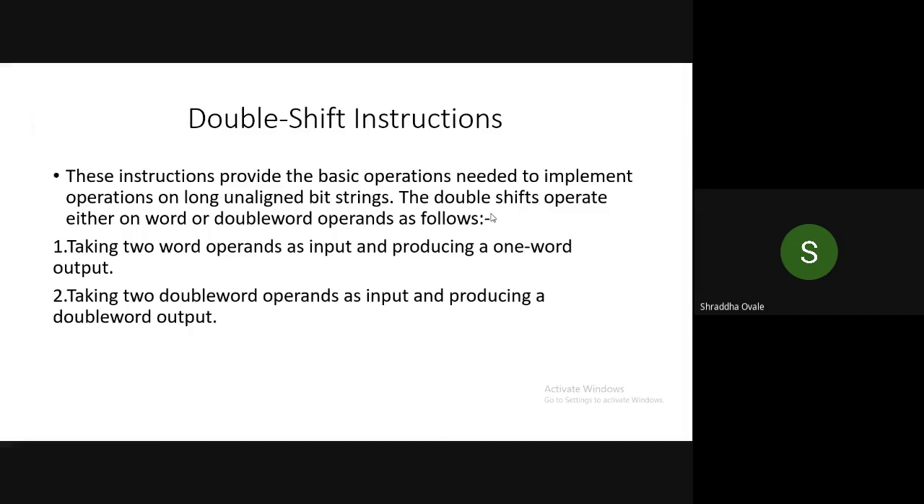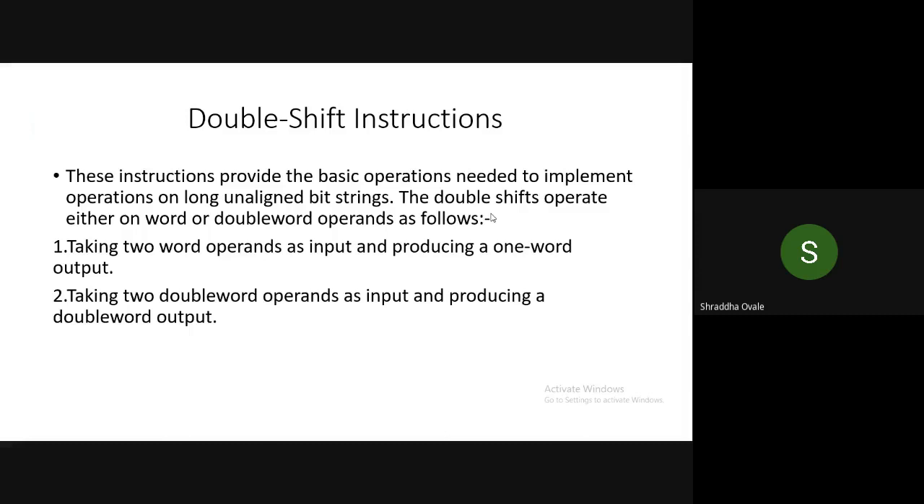Long unaligned means what? The data is long, that is, the given bit strings are long in size, in memory. And if those bit strings are unaligned, it means they are not arranged in a proper, systematic manner. They are just scattered here and there, and that is what unaligned means. So the double shift instruction is basically used to implement operations on long unaligned bit strings.